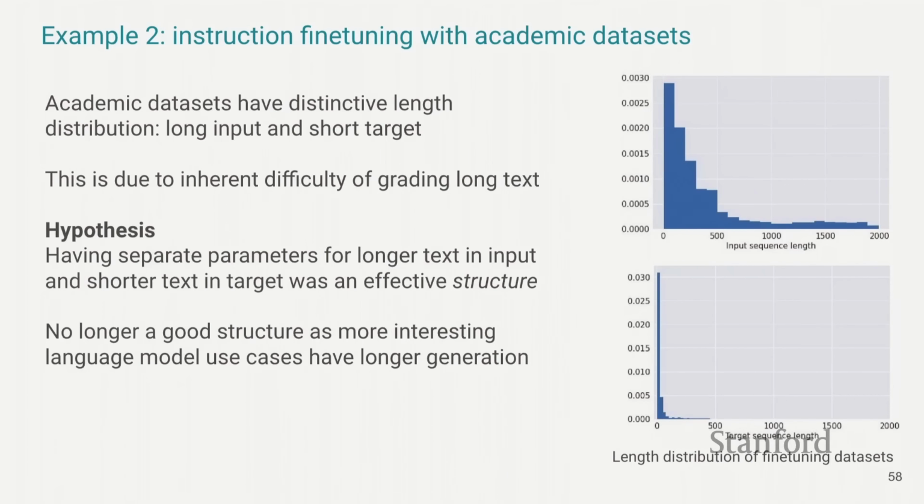And moreover, if we think about chat applications like ChatGPT, we do multi-turn conversation. So what is the target of this turn becomes the input of the next turn. My question is, does it even make sense to think about different parameters if, next turn, it's going to be the same thing?